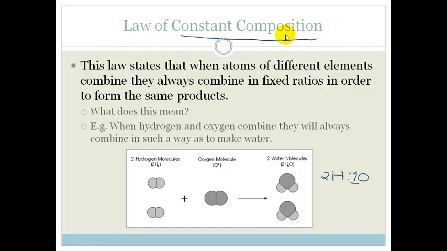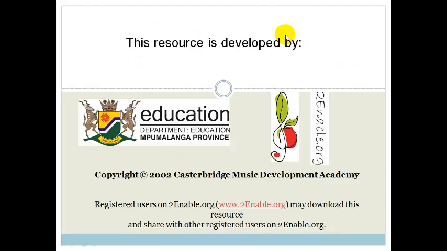So what have we learnt? We've learnt that the mass of your atoms is always conserved. The number of atoms is always conserved, and particles or atoms will always combine in the same way. In other words, the same atoms will always combine in the same way to make the same product.